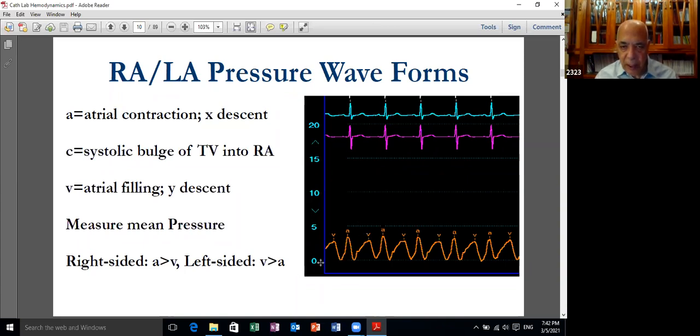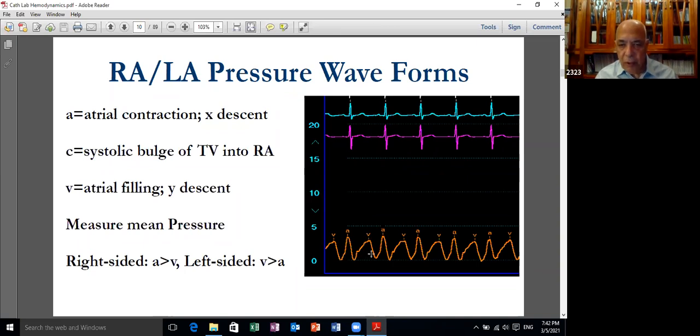Now, as you see here, we have an A wave, which follows the P wave. Sometimes it follows even the QRS complex, and then you have a V wave, and the V wave follows the trough of the T wave. Look at the rising limb of the V wave. It's completely different from the rising limb of the pulmonary artery. So you have to have a sloping upstroke here in order to make sure that you are in the wedge position. And you have an X descent attached to the A and a Y descent attached to the V.